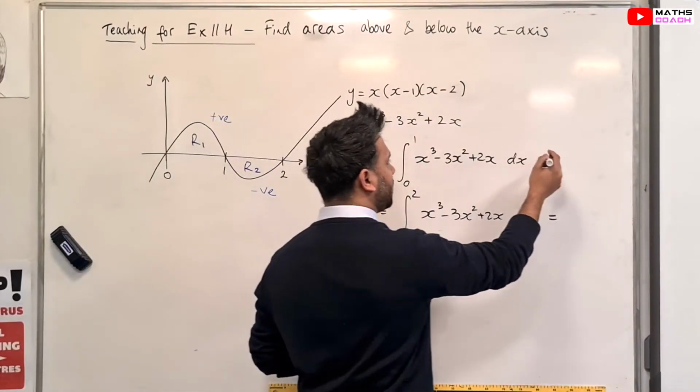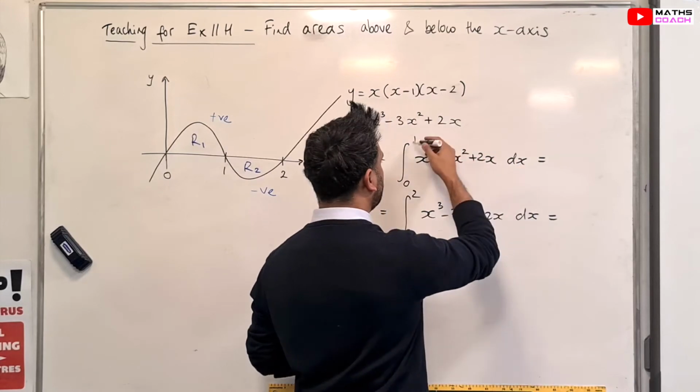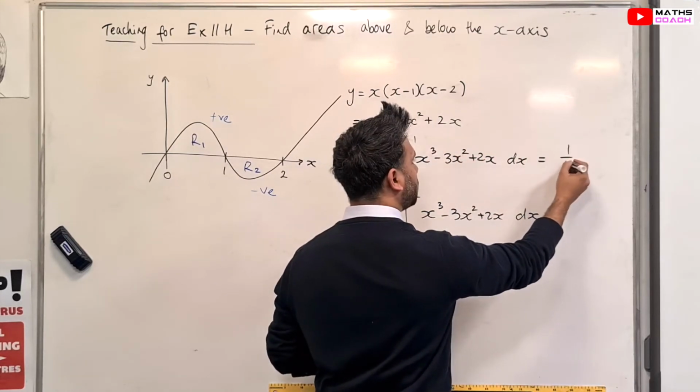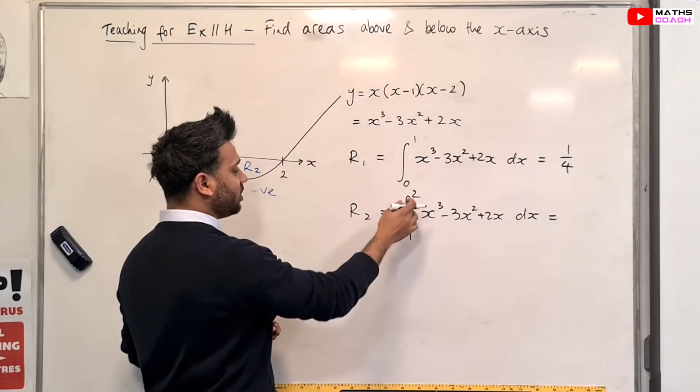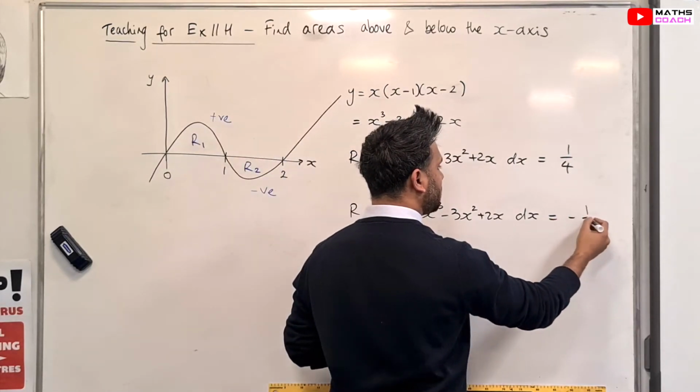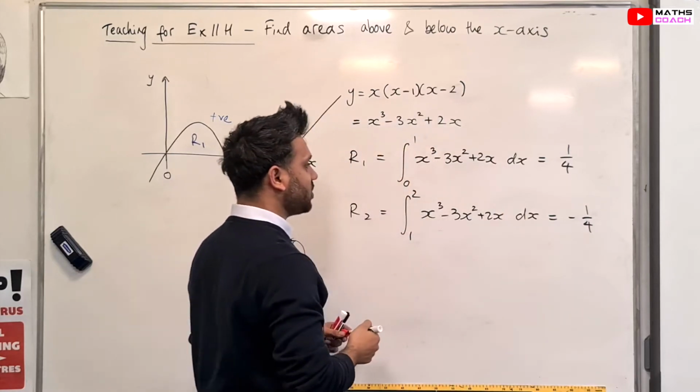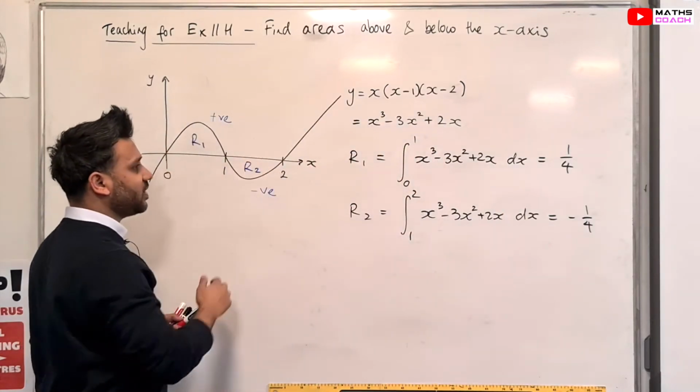So here, when we integrate this, putting the bounds in from 1 and 0, you will get positive a quarter. When you do the same function integrated between 1 and 2, you will get a negative quarter when you perform the integration. The negative obviously because it's below the x-axis.